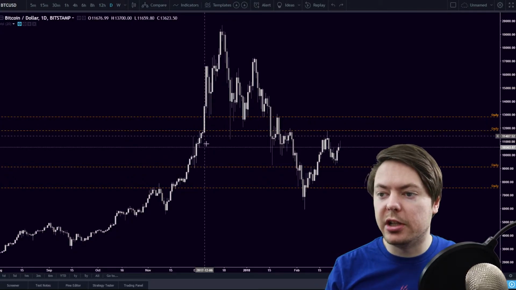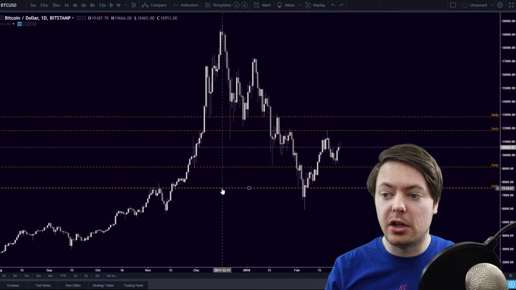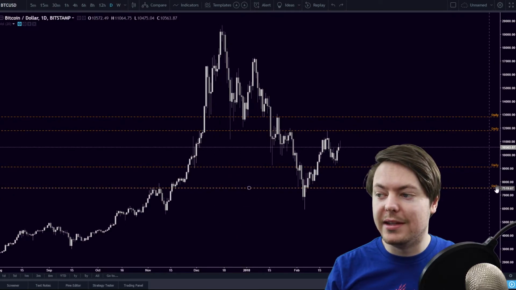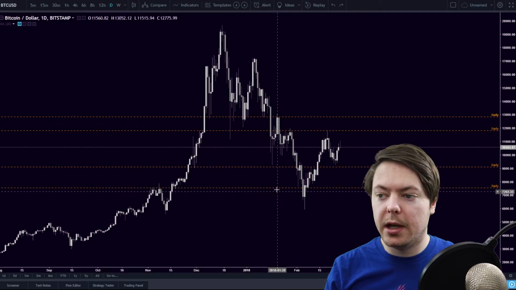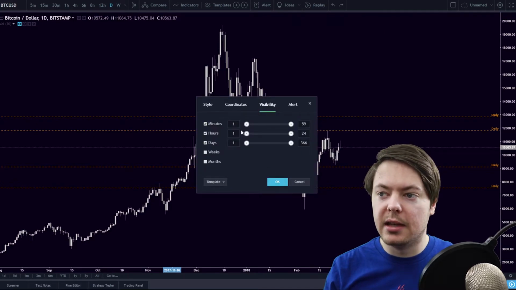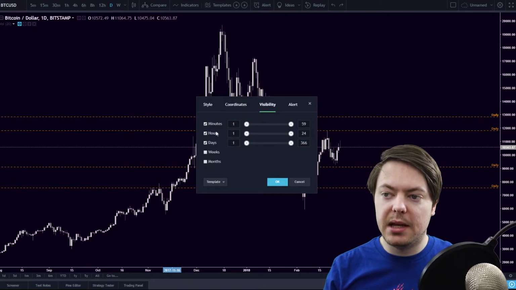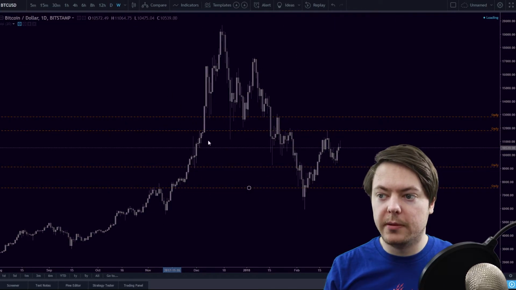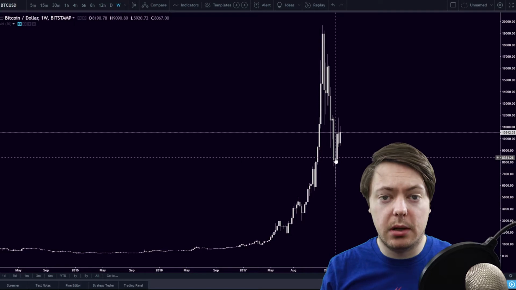So a point to mention here is I do have these in orange, and I've got the daily label on there. And if we double click to see the settings, I've got the visibility set to minutes, hours, days, but not weeks and months. So if we go back onto the weekly chart, all of those lines disappear.